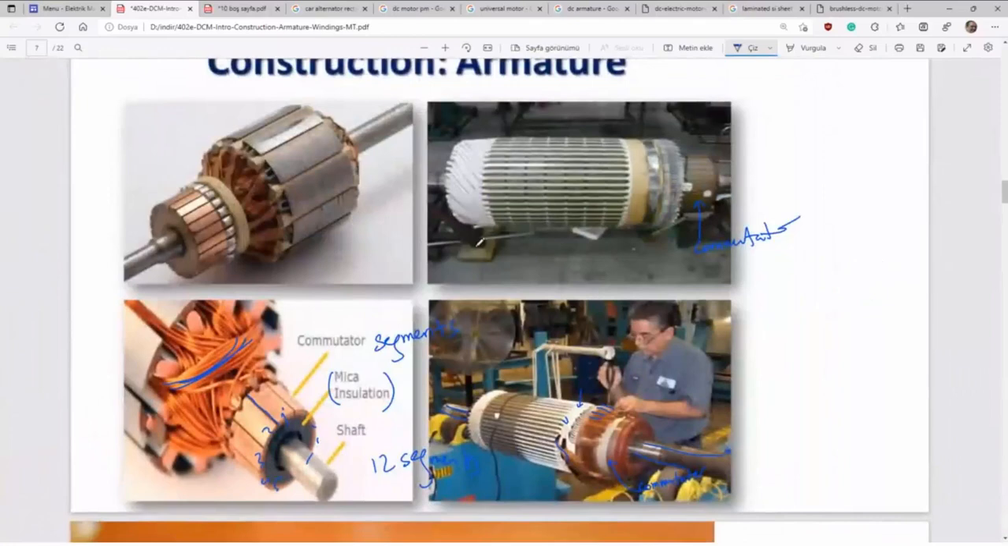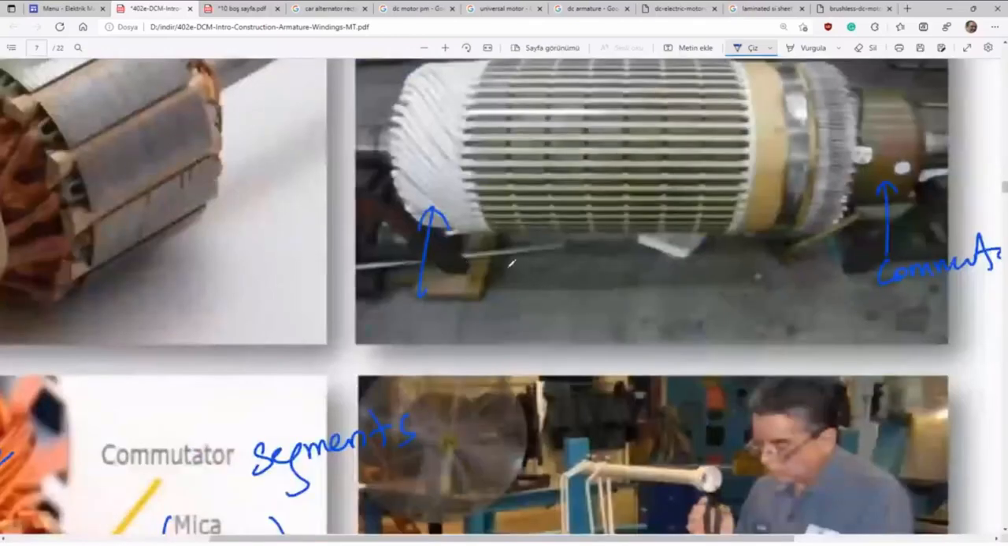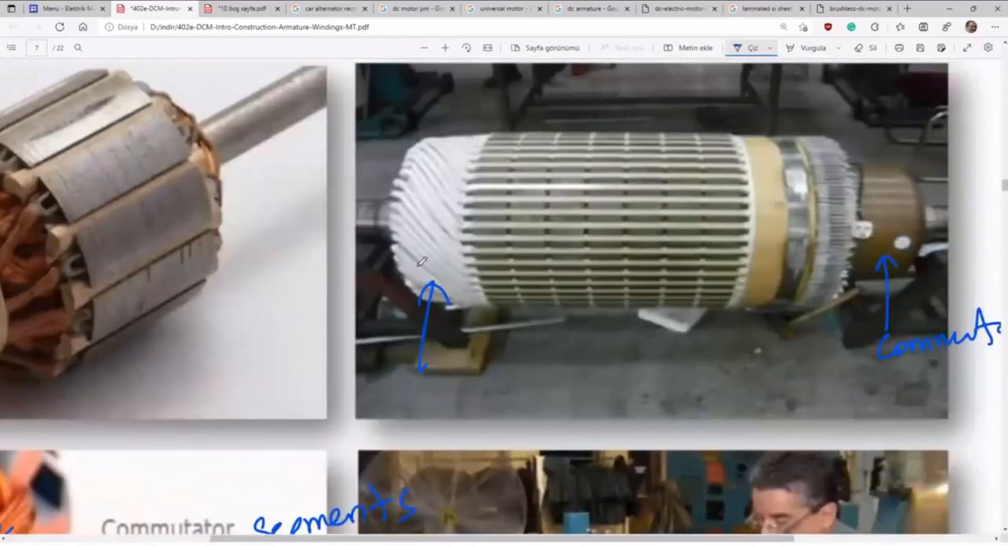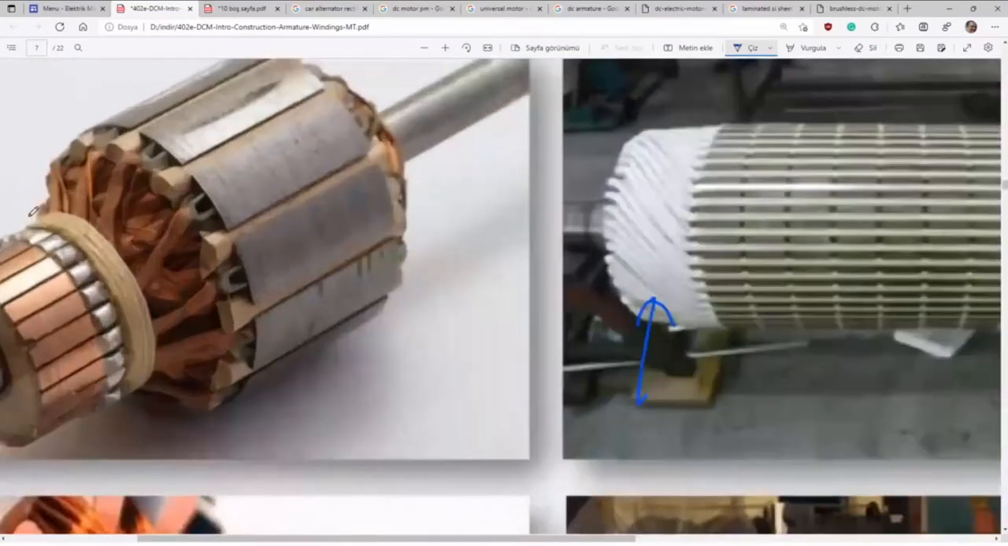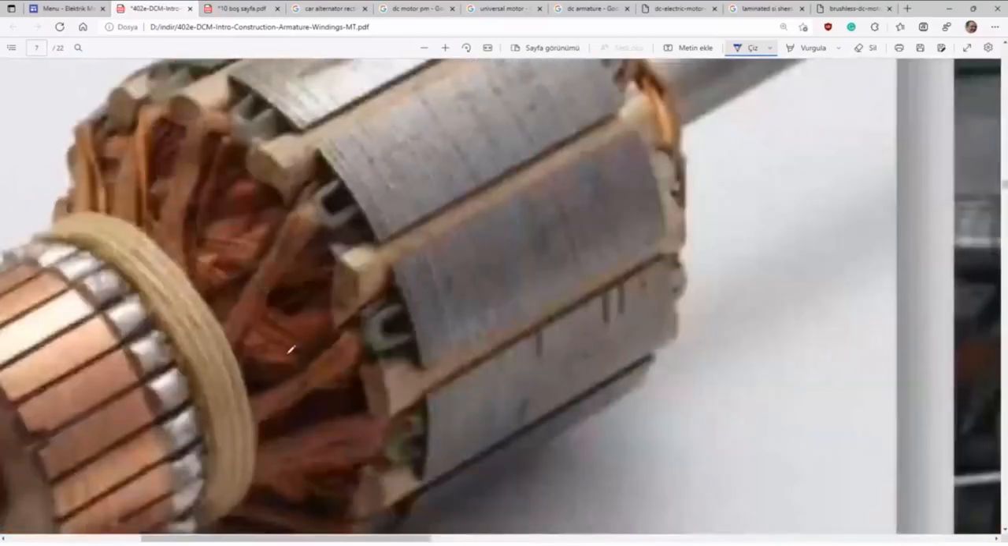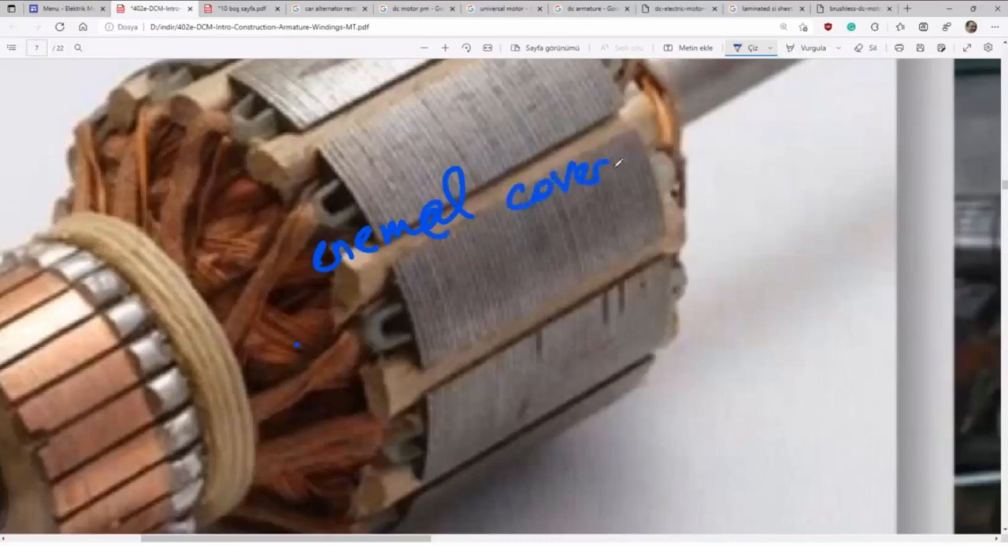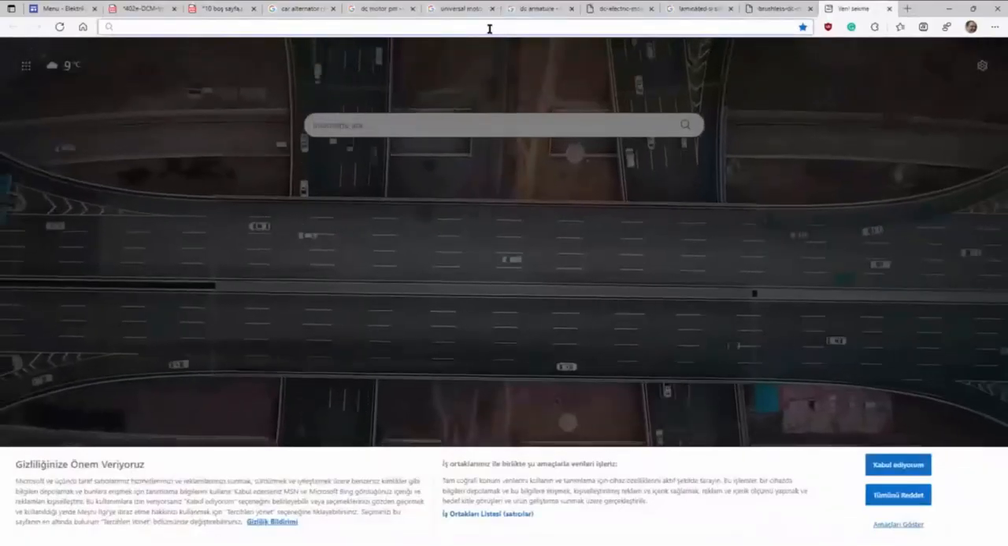You see windings, but the windings here have some white insulation material, so you cannot see the copper color. It is not required. Here are some copper conductors, enamel covered, let me prove it.